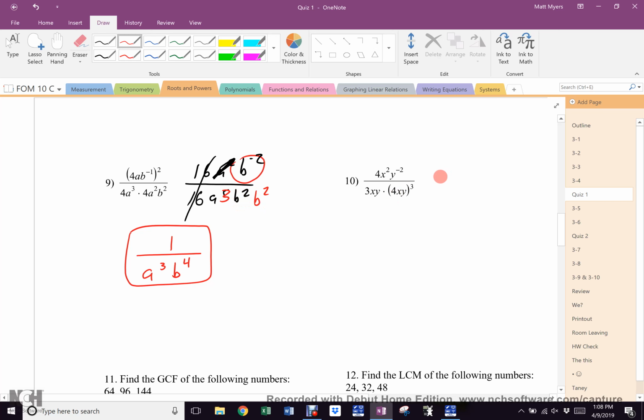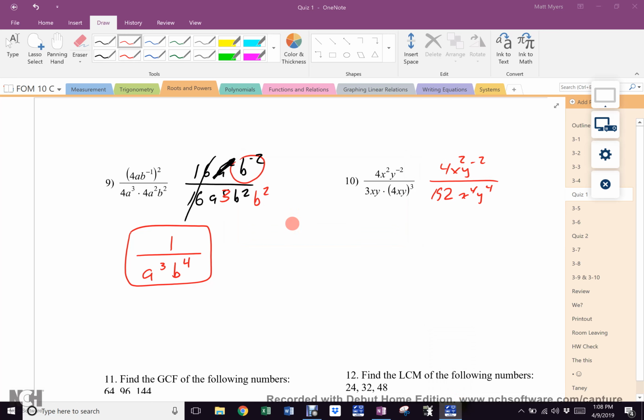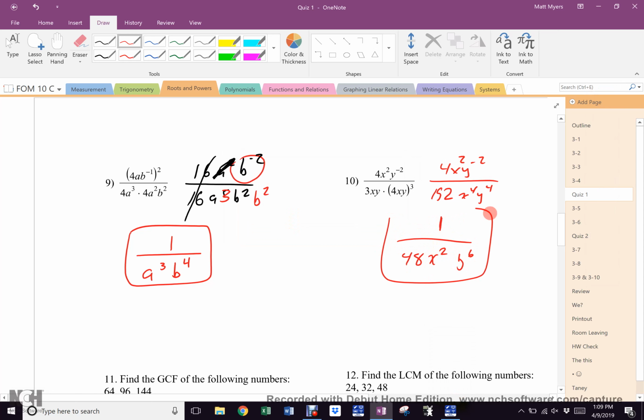This one is 4xy to the x squared y to the negative 2 over 192 x to the fourth y to the fourth. I know it's blue. Numbers with numbers. 48 on the bottom. X squared on the bottom. Y to the sixth on the bottom. And a 1 up top.